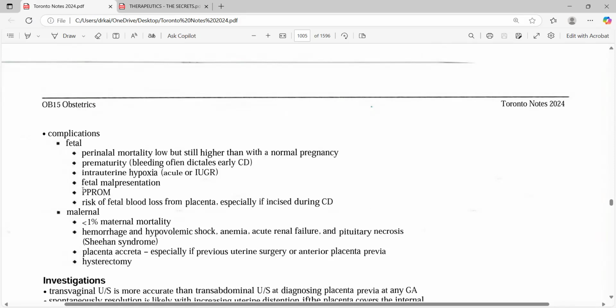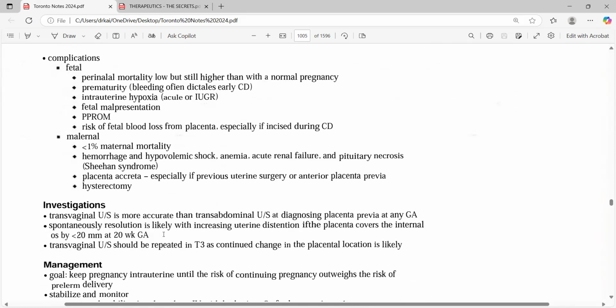So the investigation is transvaginal ultrasound, which is the most accurate, then transabdominal ultrasound, a diagnostic procedure for diagnosing placenta previa. Spontaneous resolution is likely with increasing uterine distension if the placenta covers the internal os by less than 20 millimeters. Transvaginal ultrasound should be repeated in the third trimester as a change in placental location is likely.